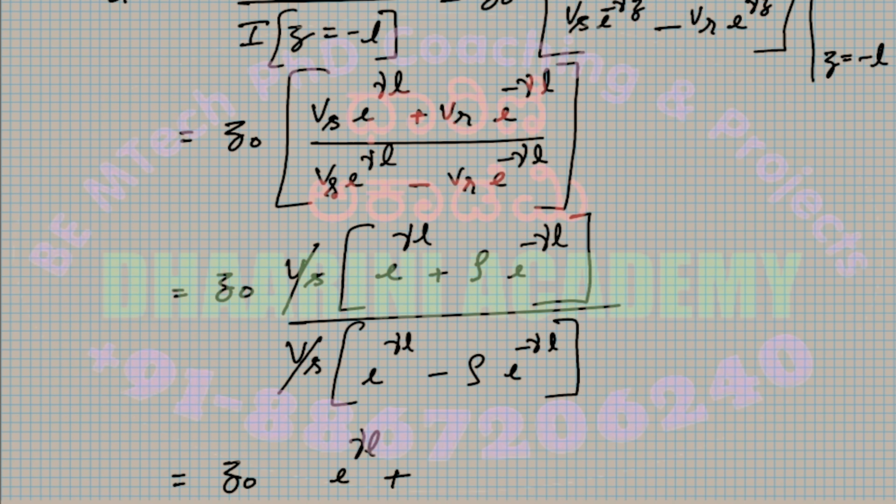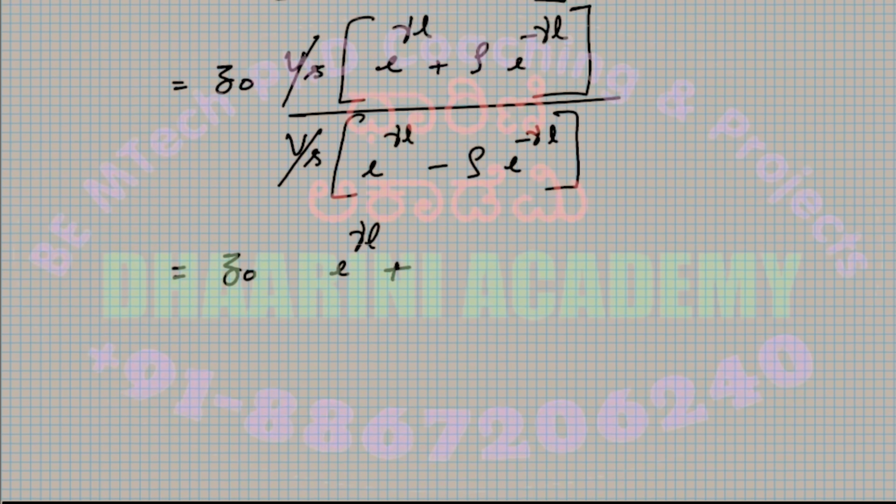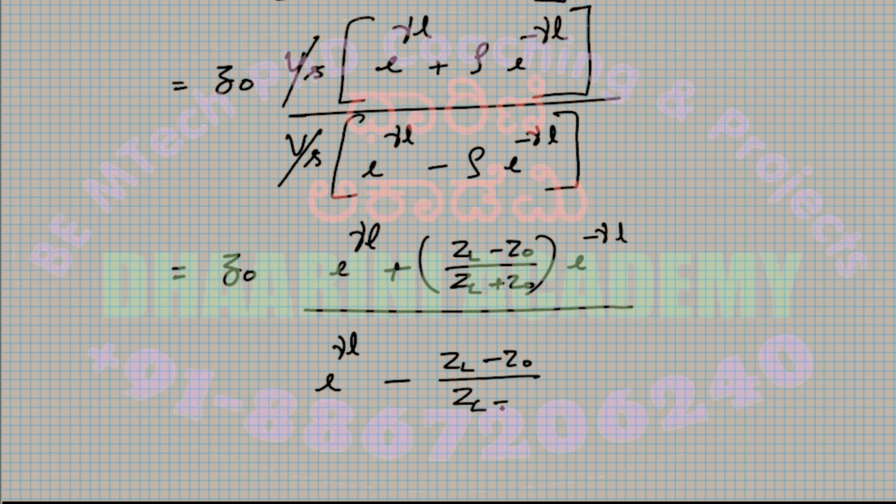Let me put it back over here. Let me show you the previous equation where I'm substituting the rho value. So rho becomes ZL minus Z naught divided by ZL plus Z naught, into e to the minus gamma L, whole divided by e to the gamma L minus ZL minus Z naught divided by ZL plus Z naught into e to the power minus gamma L.